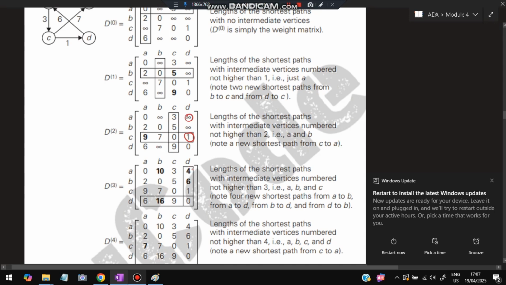So we'll be writing here 4. 1 plus 5 is 6. Infinity is greater than 6, so we'll be writing here 6. We need smaller numbers. 9 plus 1 is 10, but here it is 0. 0 is lesser, so we'll keep it as 0 only.